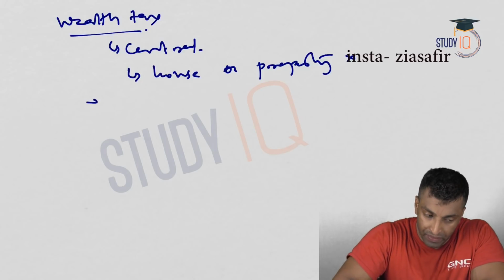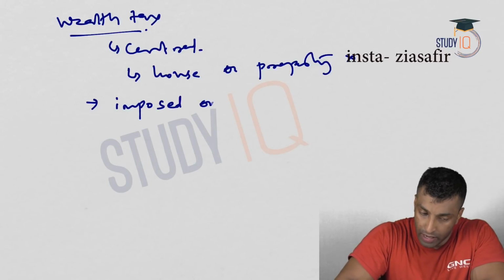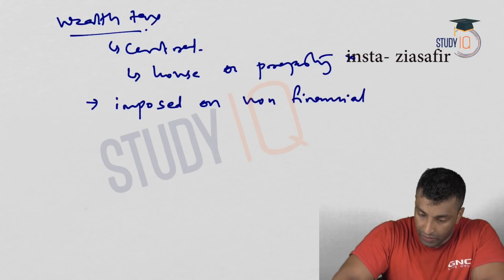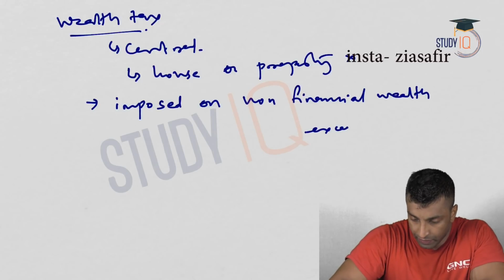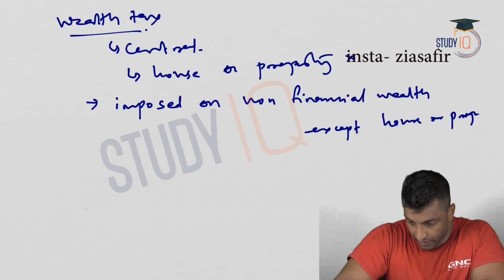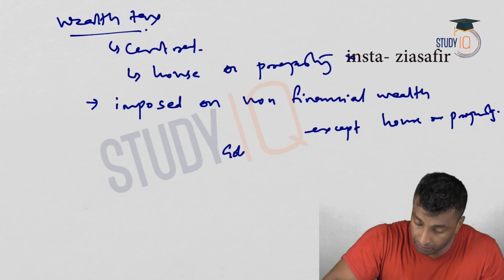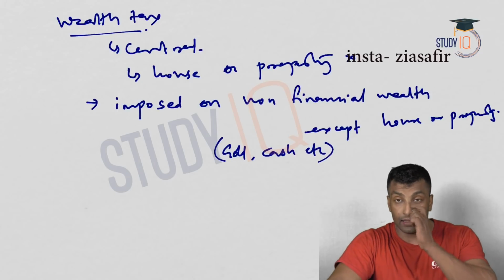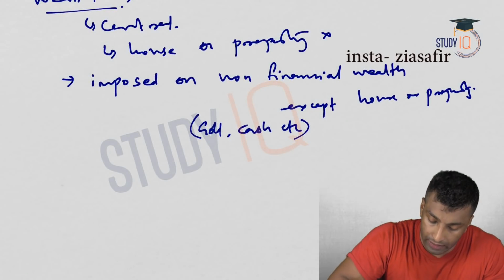So what you can say is wealth tax is actually imposed on non-financial assets, non-financial wealth except house or property. I'm talking about gold, cash, etc. So this is where wealth tax is imposed, and recently the government abolished this wealth tax.